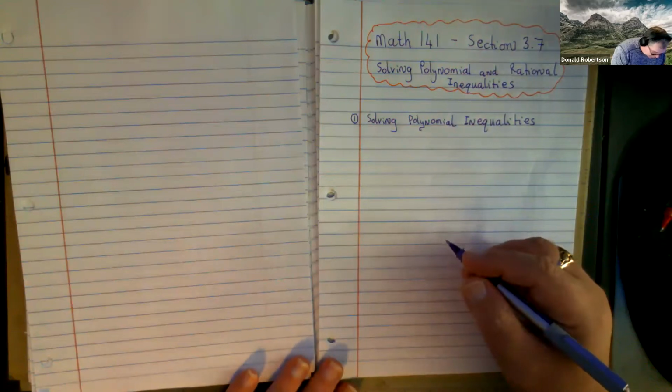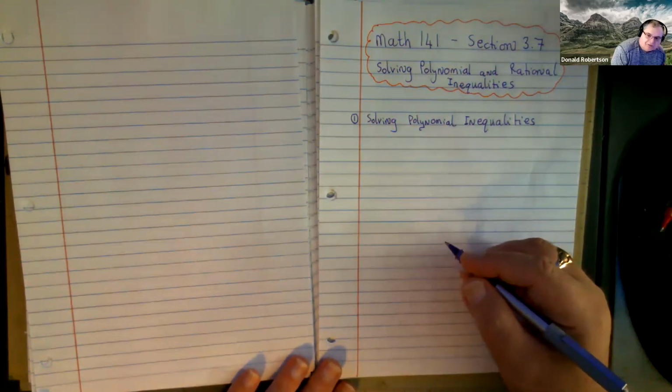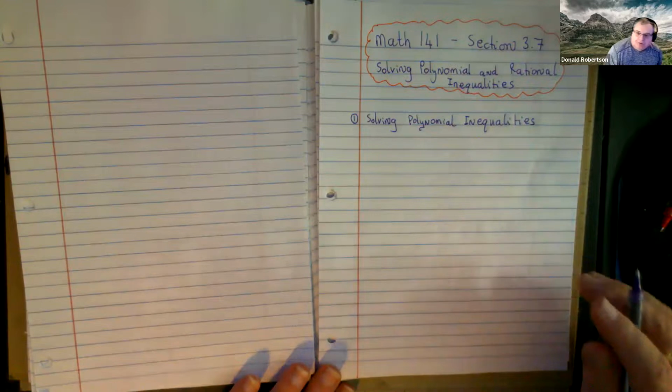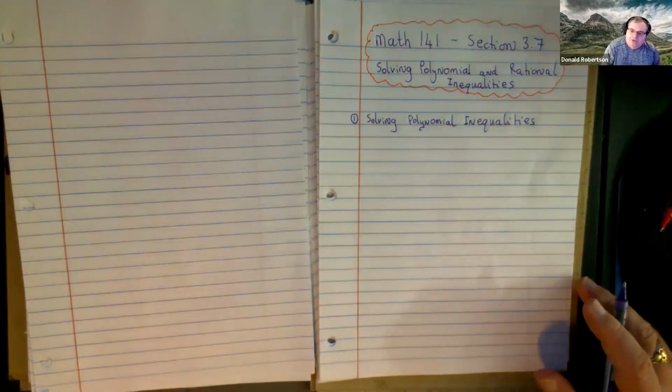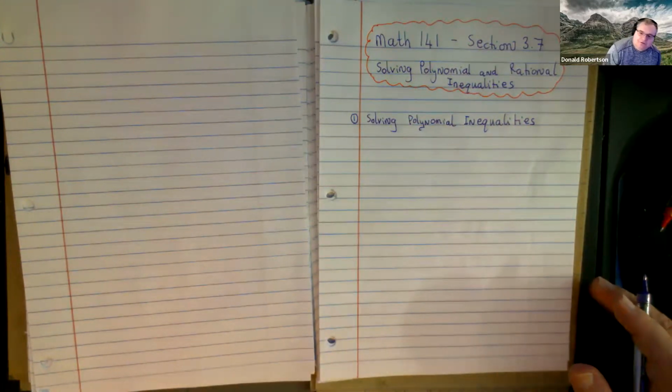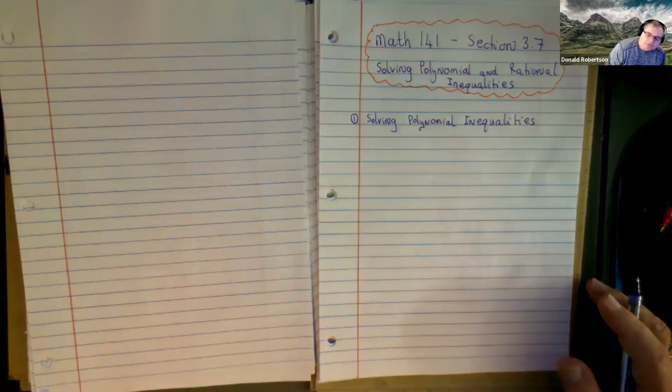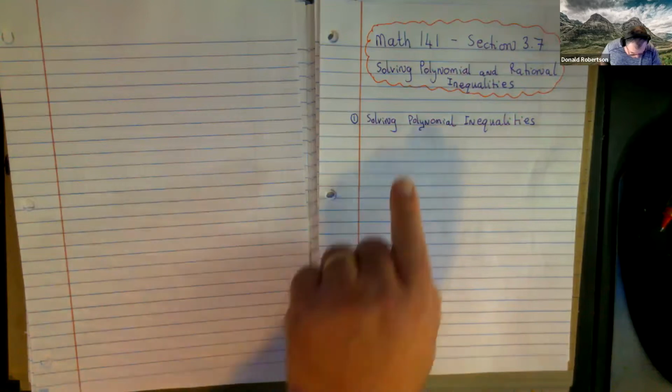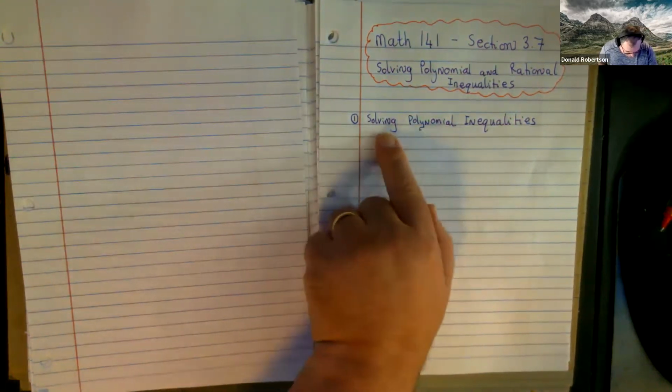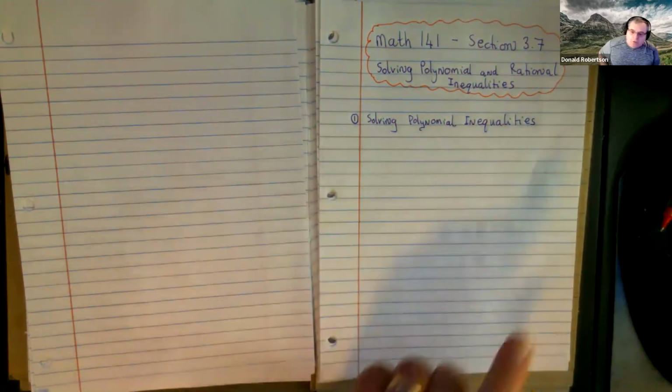Well, good morning. Today I'm going to do a video, essentially so we can cover the last section 3.7, and it deals with how do you solve inequalities, and in particular polynomial inequalities and rational inequalities. And we're going to start by looking at how do you solve the polynomial inequality.